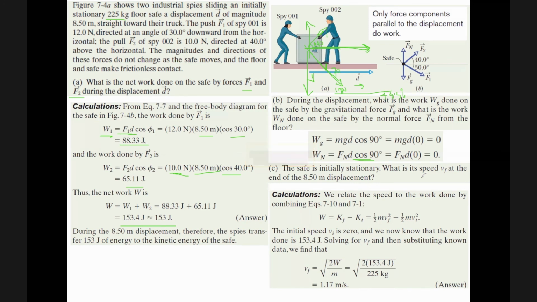Okay. What is the final speed v? Fine, I have the law: the net work equals the change in kinetic energy. The net work we calculated is 153. K initial is equal to what? 0. So this becomes half m v squared, and this term is equal to 0. The mass I know. Take a square root and you get the final speed of the safe.